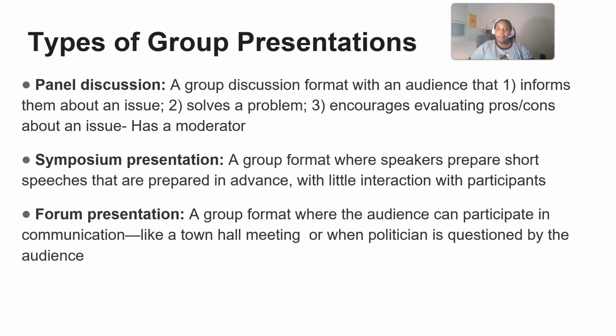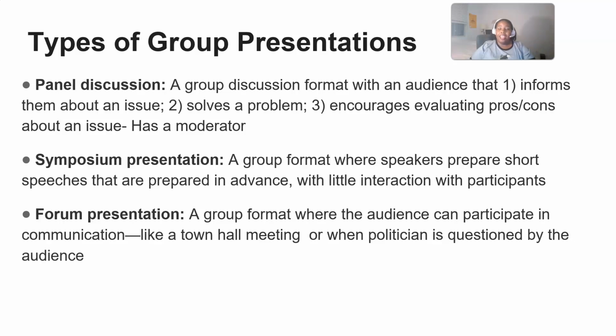First, there is a panel discussion. So it's a group discussion with the audience that informs the audience about an issue, solves a particular problem, and encourages discussions of pros and cons about an issue. There's usually a monitor to keep up with time and to keep up with pacing of the speech. Whereas we have the symposium presentation where the speakers will prepare short speeches in advance and they have a little interaction with the participants. So it's a little bit more like your traditional speaker and audience type of situation versus a panel. There's a back and forth.